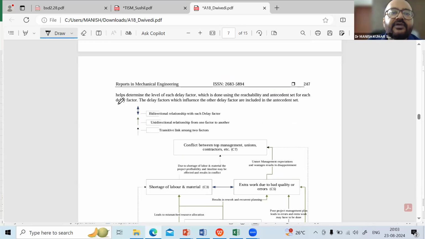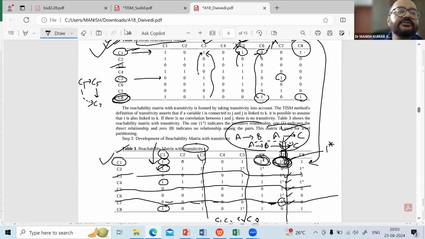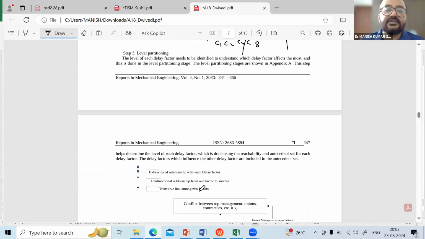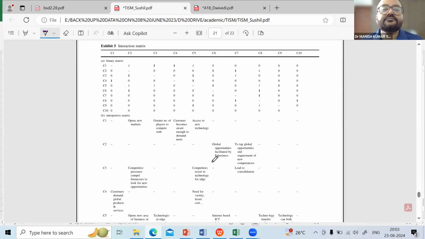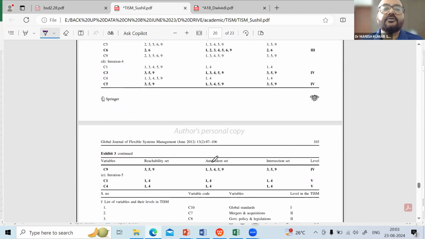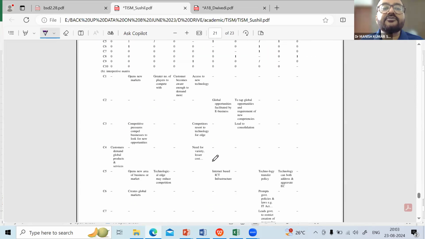But before that, one paper, because this paper was again done by my professor, Professor Srivastava from IIT Delhi. A lot of papers come from these places. Okay, so TISM is the paper. Now this is a diagram, and I don't know whether you're able to see it or not.